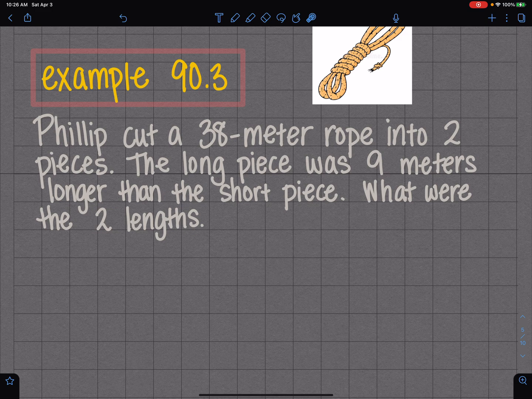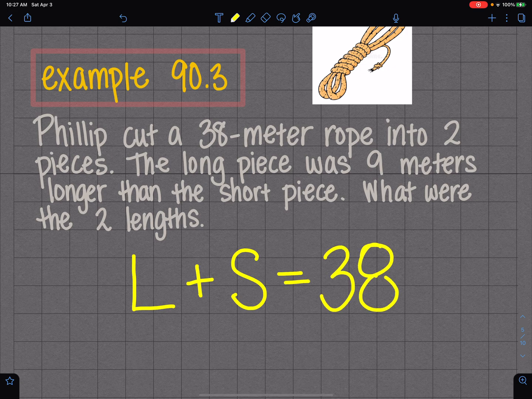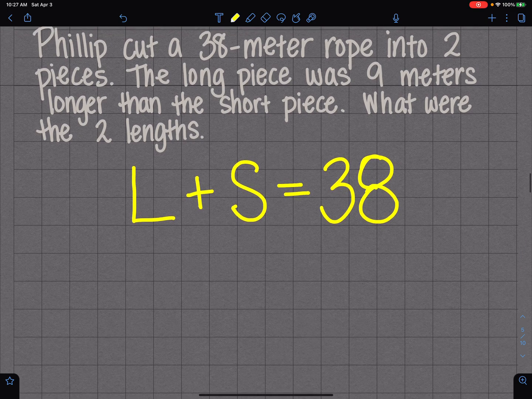Okay, so there's going to be a long piece and a short piece. And let's just call them long plus short. L plus S equals, and we know that the total has to be 38 meters. So long plus short is 38. That's the easy one because that includes this total.